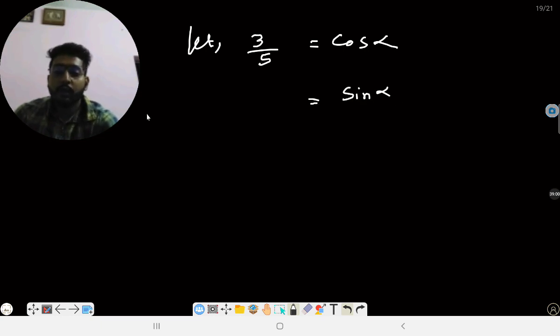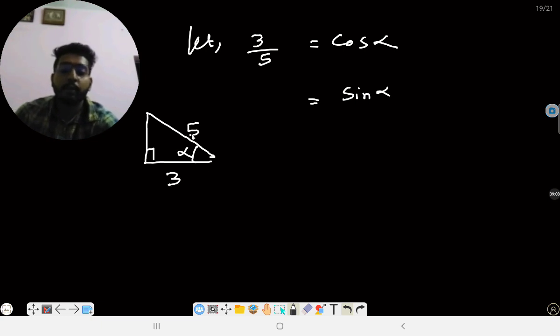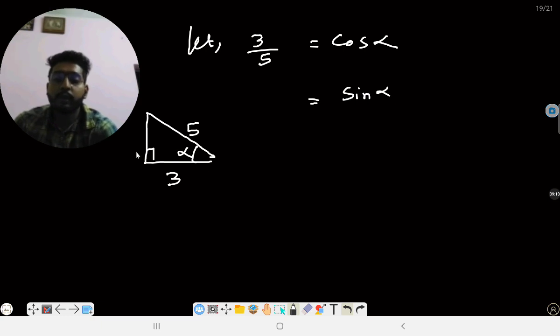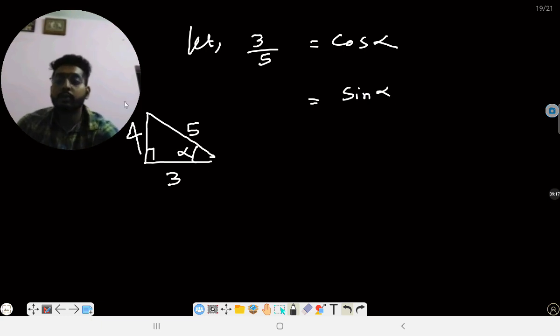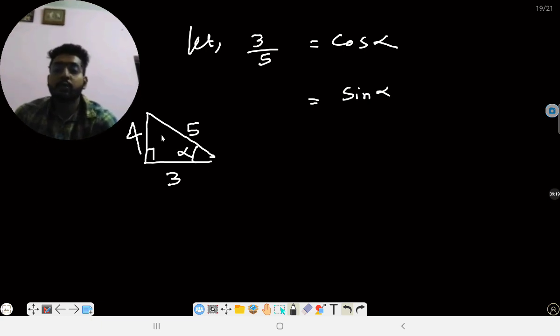If I look at the triangle, so I know what is cos. Suppose this is alpha and this is a right angle. So cos is base by hypotenuse. If I solve this one by Pythagoras theorem, it will come like this, and it will be 4. So this is 4. Now you can see what is sine here?